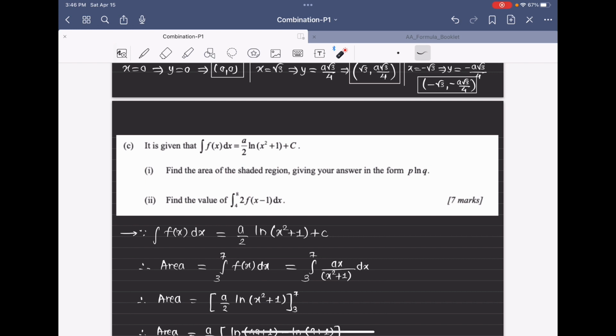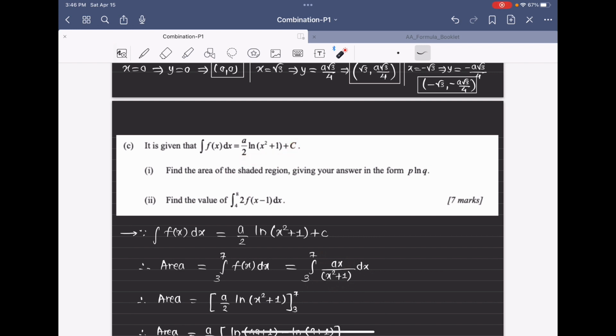So integration of f of x is equal to a over 2 ln of x square plus 1 plus c. I am writing it as it is. When you find area, you don't need to take c, because c is a constant of indefinite integration. When we have a definite integration, remove c. So the integration from 3 to 7 of f of x dx is the integration from 3 to 7 of ax over x square plus 1 dx. We don't need to find that because we already have the answer.